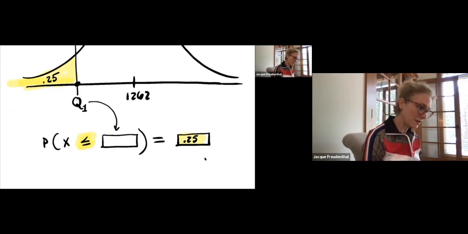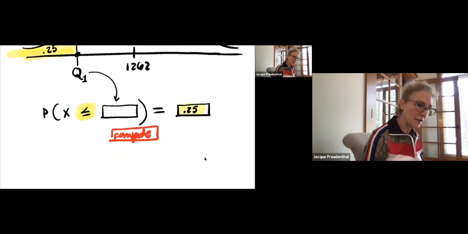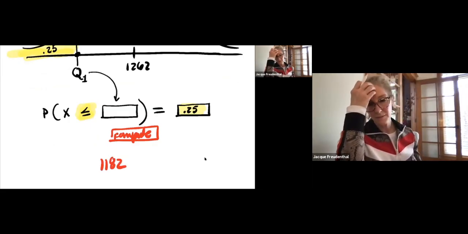Okay, and then I think when you hit compute, so then you have to do compute. It comes out to be 1182. So that's the first quartile.